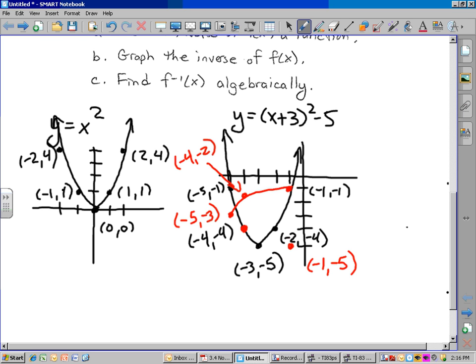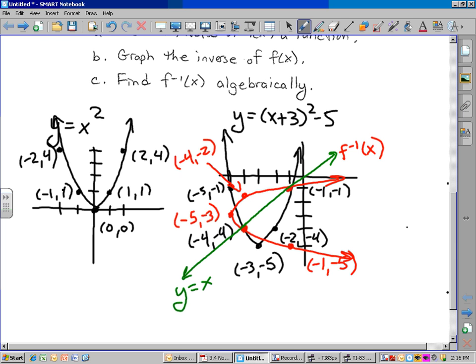So, what we have, the inverse of f of x, or f to the negative 1 of x, that's our inverse notation, is in red. So the graph is basically a sideways parabola. Now what's an easy way to find that? Well, a simple way to find that is to simply reflect along the line y equals x.